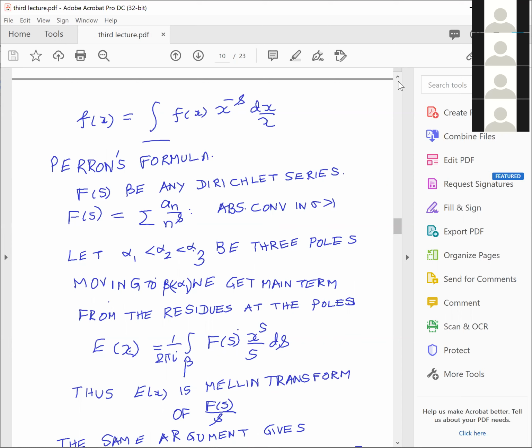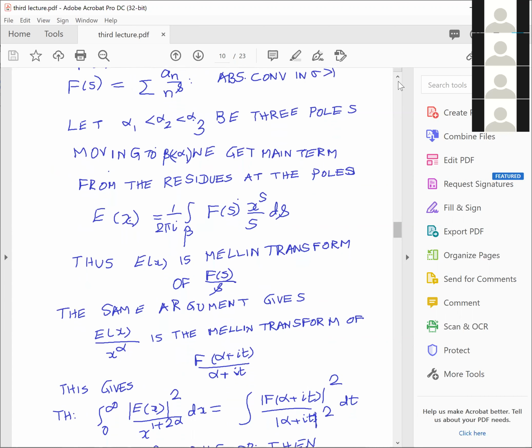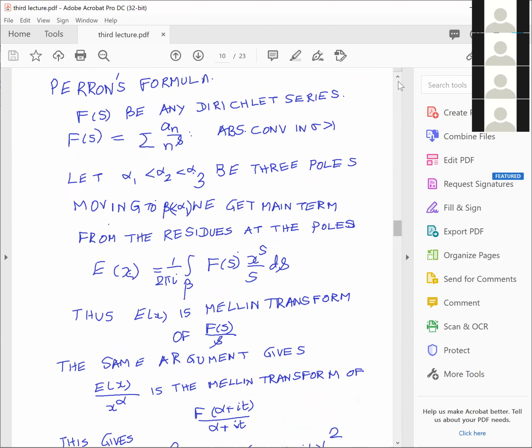That's exactly what you said, because there should have been x power minus s, but we saw already that x power minus s and x power s makes no difference. Essentially, whatever I have done for x power minus s, I can do it as x power s. And the same argument, when you argue a little more carefully, gives you that E of x over x power alpha is a Mellin transform of f of alpha plus it by alpha plus it. That's exactly what Perron's formula tells you. Once you know that this is the Mellin transform, then I can use this theorem.